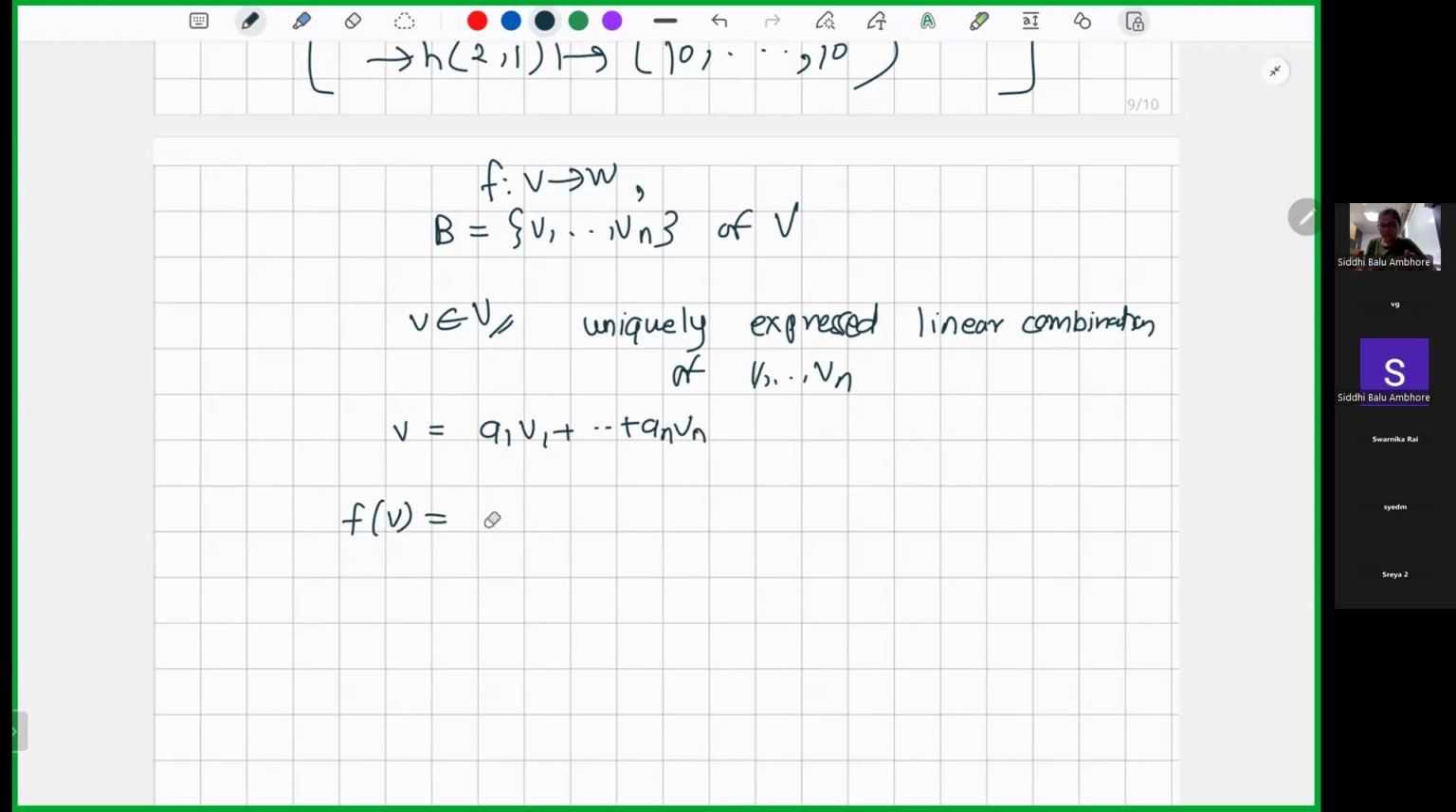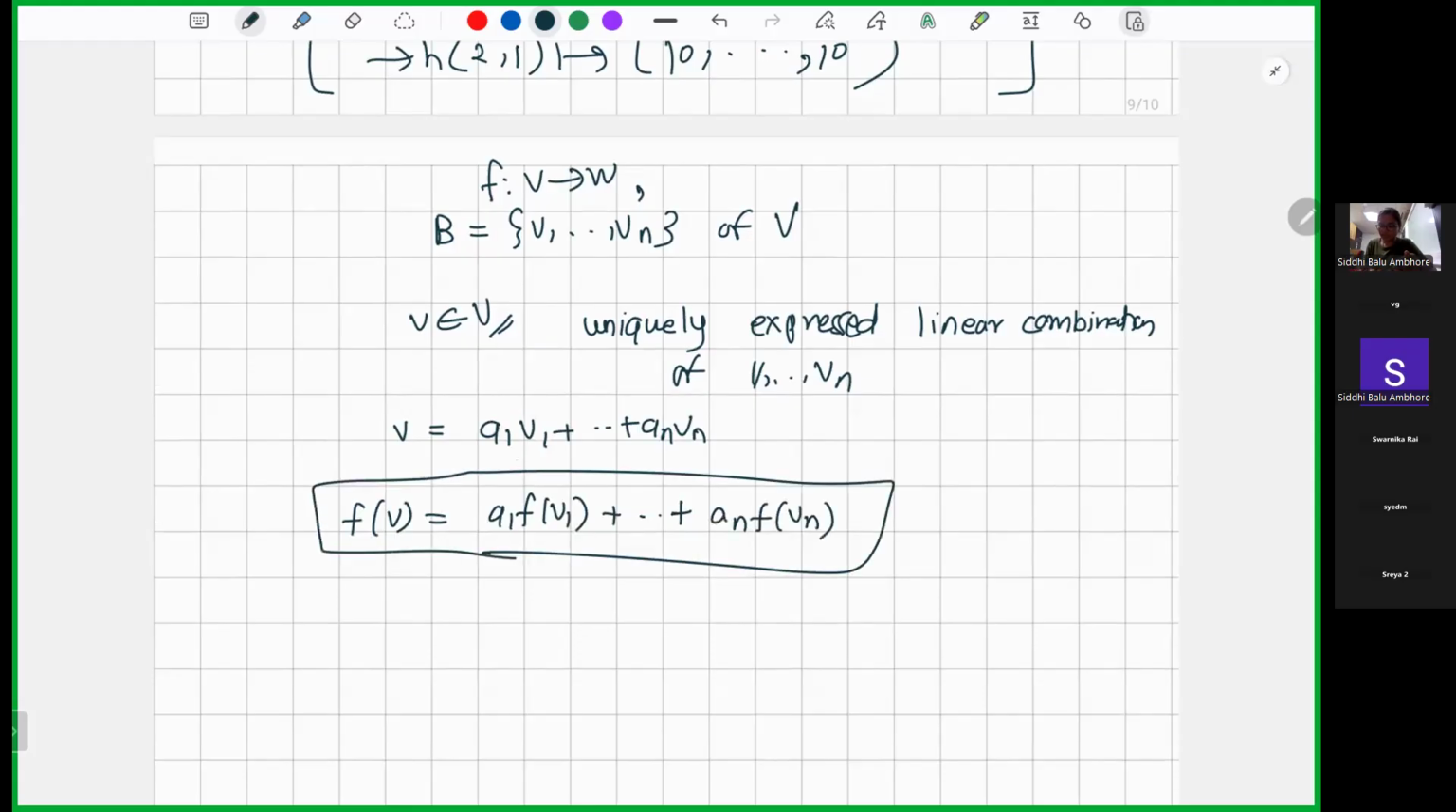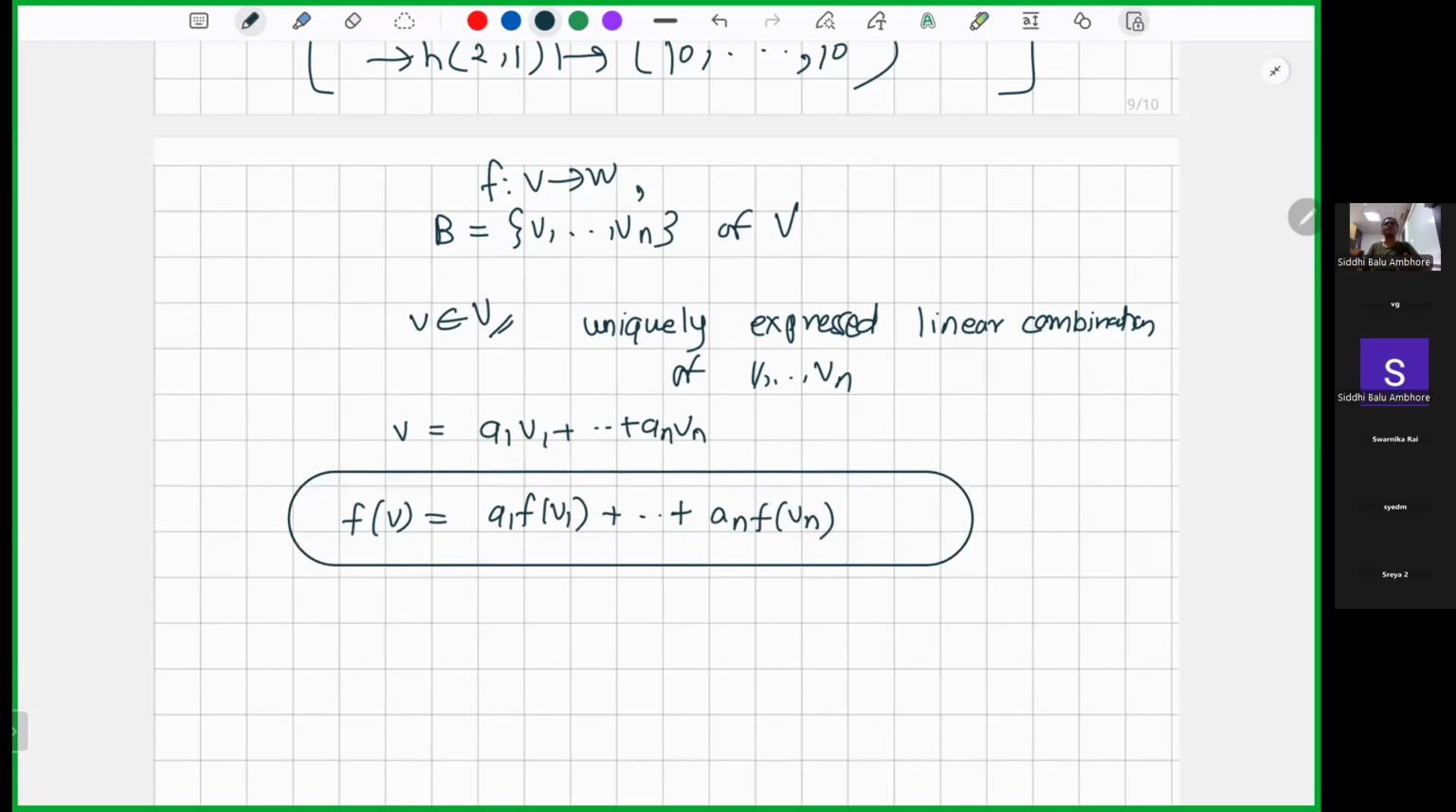Because this will be what? a1 f of v1 plus and so on, by the property of linearity. And this is unique. This will again be unique. And that's how I will have information about f.